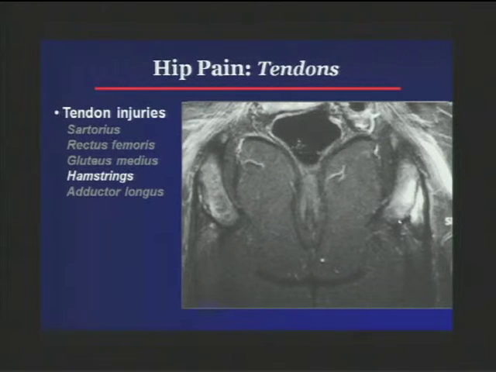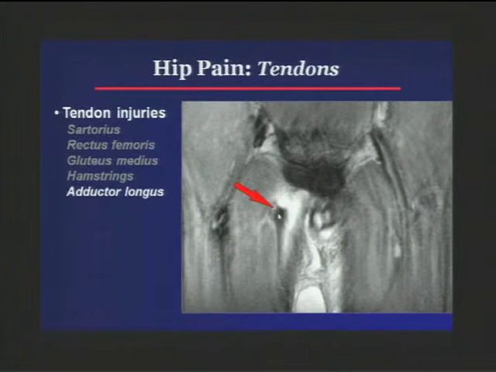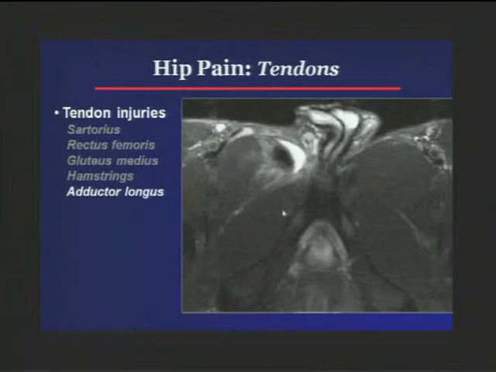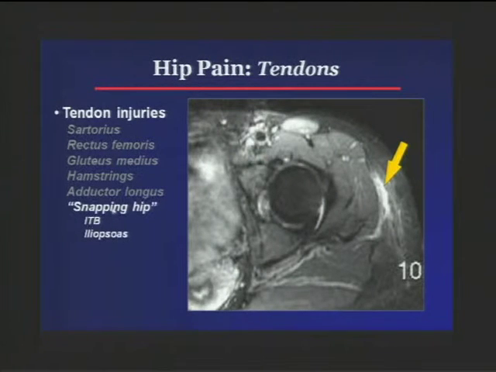And again, we see this in both young athletes, but we also see a degenerative partial tearing, probably due to the tendinosis in older patients. I remember one woman was out in the garden, felt a pop, and it was probably just like other attritional tendon diseases where she finally just tore it after the degeneration. I'm going to talk more about the adductor longus in just a moment as part of the athletic pubalgia discussion. And then finally, just the snapping hip.